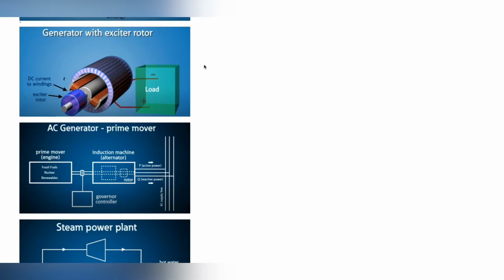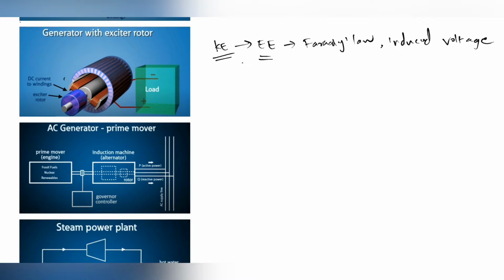A generator is basically transforming kinetic energy to electric energy, which is explained by Faraday's law, and we call this induced voltage. So all that we want to focus on now is how the kinetic energy can be formed in such a way that the required amount of electric energy is created. We know that kinetic energy is energy formed by virtue of motion, which is the motion that we want to create at the rotor. So that's what the focus is on now.